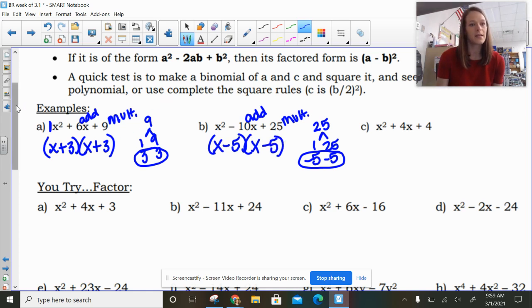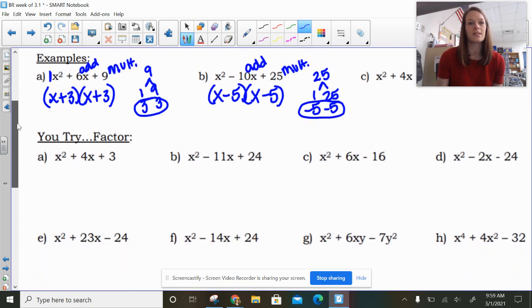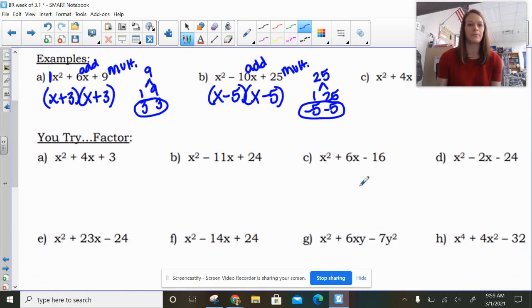And then let's take a look at some of these at the bottom here. Let's look at this one. I want something that's going to multiply to give me 3 and add to give me 4. Things that multiply to give me 3, that's just 3 and 1. 3 plus 1 is 4. So x plus 3, x plus 1.